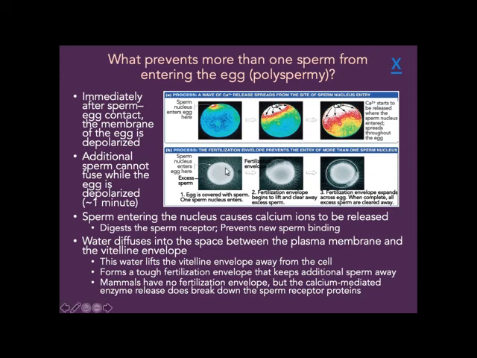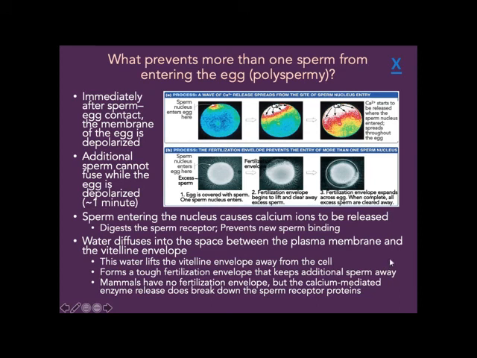So what we have here is an egg cell, and all these little fuzzy things are different sperm that are attempting to fertilize the egg. Now, one of them has a head start on the others, just probabilistically, right? And so one of them wins and enters, and when that happens, I guess it was the one right up at the top here, that causes the vitelline envelope to fill with water and lift up away from the cell. And that forms a tough fertilization envelope that makes it so the other sperm can't get in.